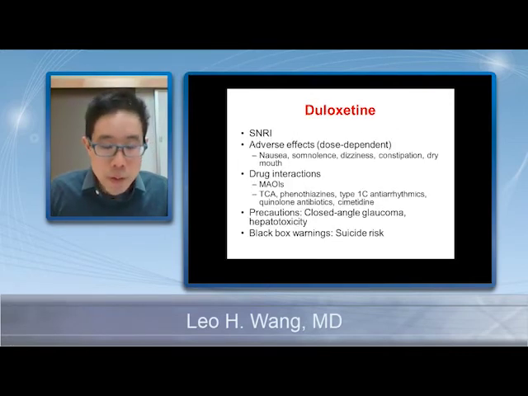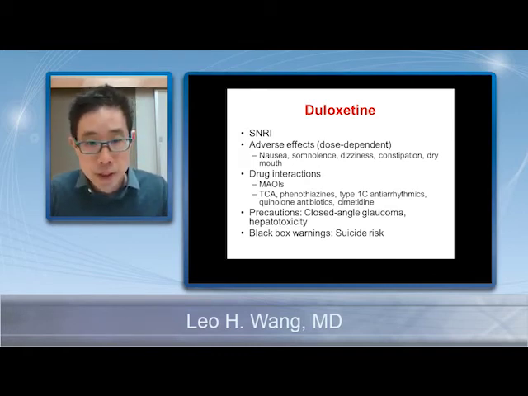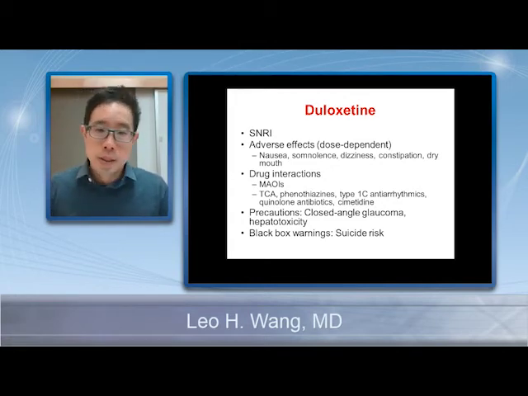Let's talk a little bit more about duloxetine. Duloxetine is a selective norepinephrine reuptake inhibitor. It has adverse effects that are dose-dependent, including very similar ones to the ones we just talked about with the tricyclic antidepressants. These include nausea, somnolence, dizziness, constipation, and dry mouth.